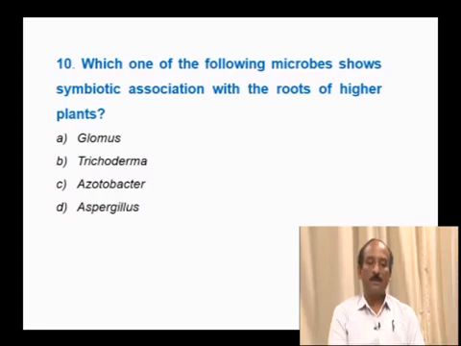Then Trichoderma, commonly used in biological pest control. Azotobacter, then Aspergillus, they are free nitrogen fixing bacteria. And the correct answer for this question is option A, that is Glomus.